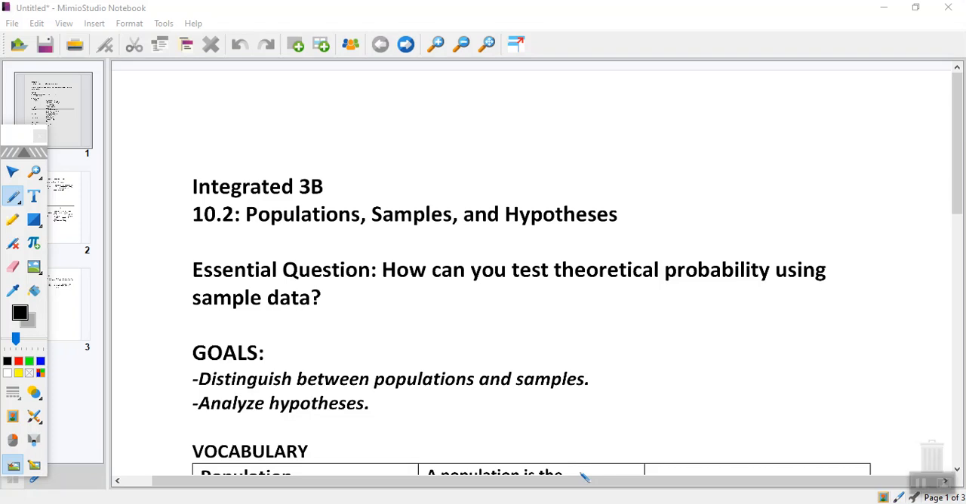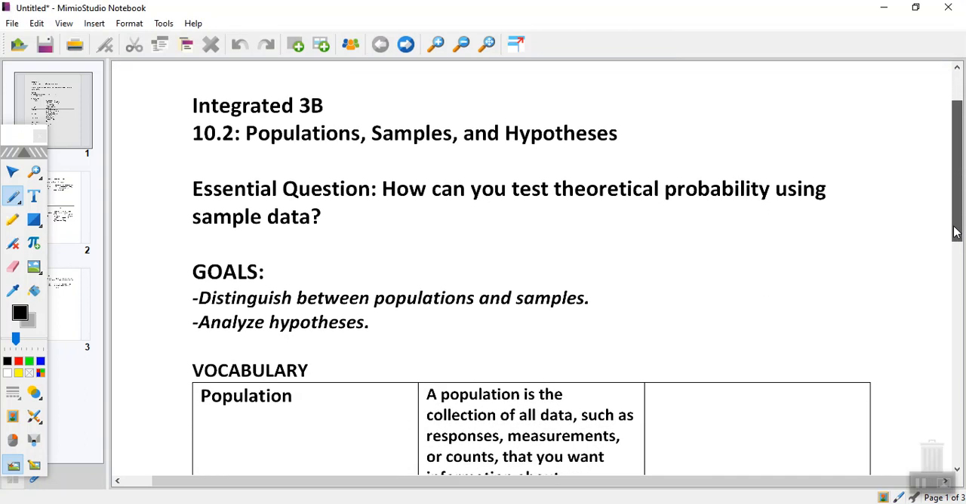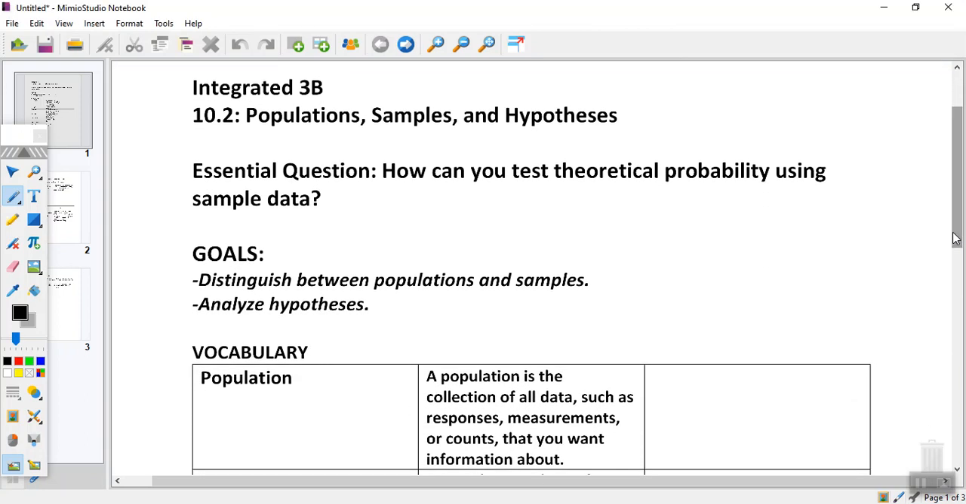Okay, 10.2 is going to start talking about this idea of populations, samples, and what's this word? Hypotheses. You start saying kind of like science, right? In science, have you done the plan, make a hypothesis, test it, and then come to a conclusion? We're going to talk about that a little bit. We're going to start looking at some sample populations, and this is going to be pretty easy. It says, how can you test theoretical probability using sample data?